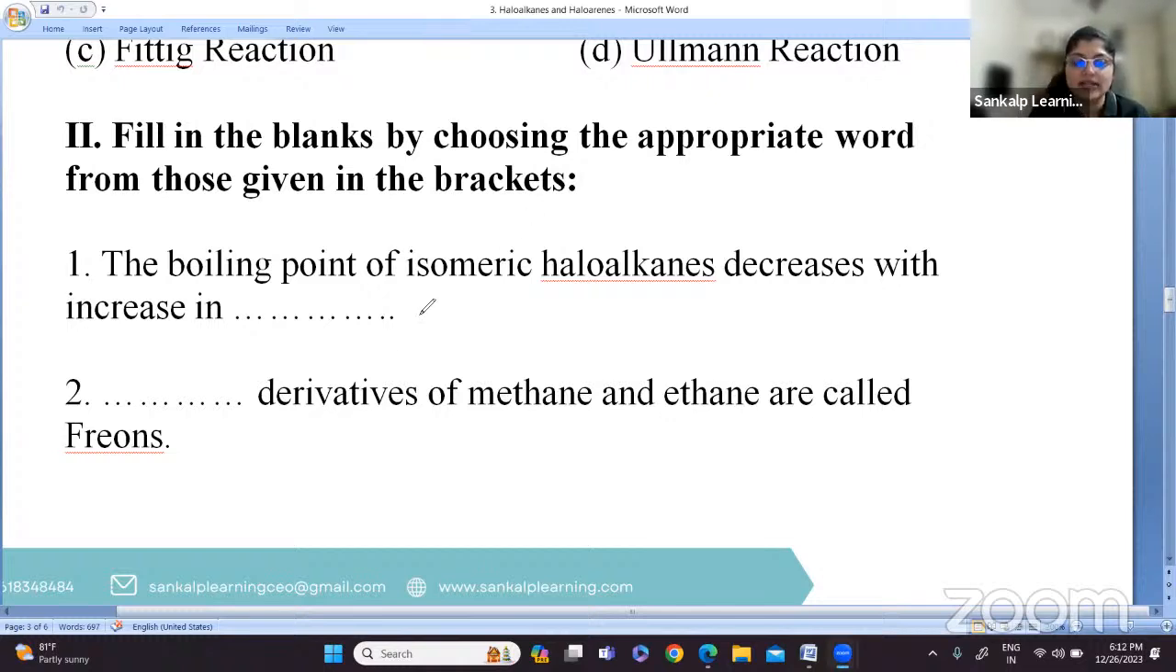Fine. So next question: blank derivatives of methane and ethane are called freons. Which derivatives of methane and ethane are called freons, students?